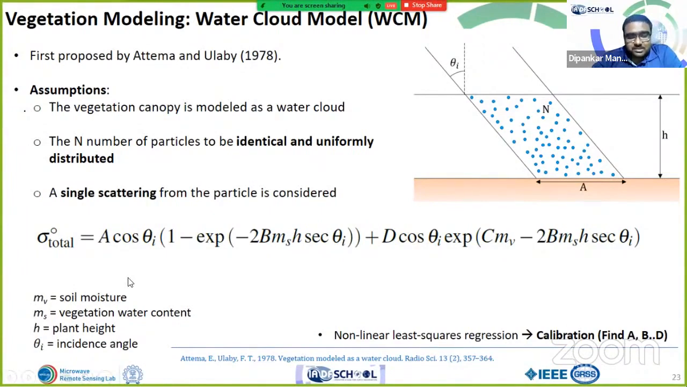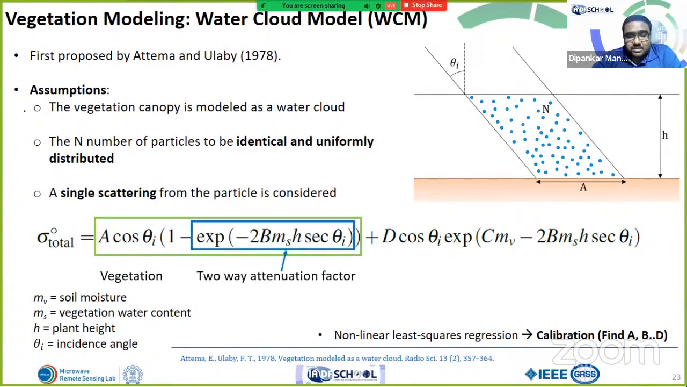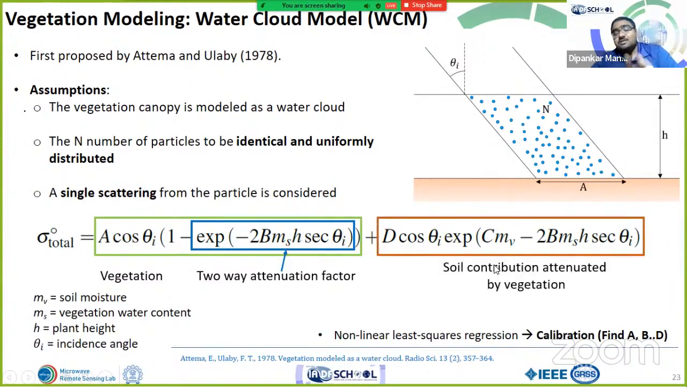The total backscatter consists of two parts. One is vegetation, in which there is a two-way attenuation factor related to the vegetation water content, and there is the soil contribution, which is attenuated by the vegetation. This is mostly affected by the soil moisture content, MV. The components A, B, C, and D are model calibration factors, which are required to be estimated with nonlinear least squares techniques using our measured data sets. That's why we call it a semi-empirical model, because we need ground data to calibrate these coefficients in the model.